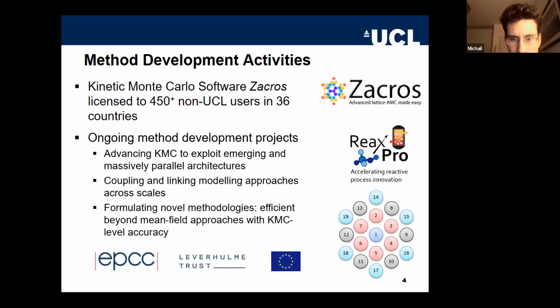In addition to kinetic Monte Carlo, we are also formulating novel methodologies that go beyond kinetic Monte Carlo, which is on the one end of highly accurate but very expensive calculations, but also go beyond the mean field approaches, which are very efficient, but not high fidelity. They're not as high fidelity, they're not accurate.